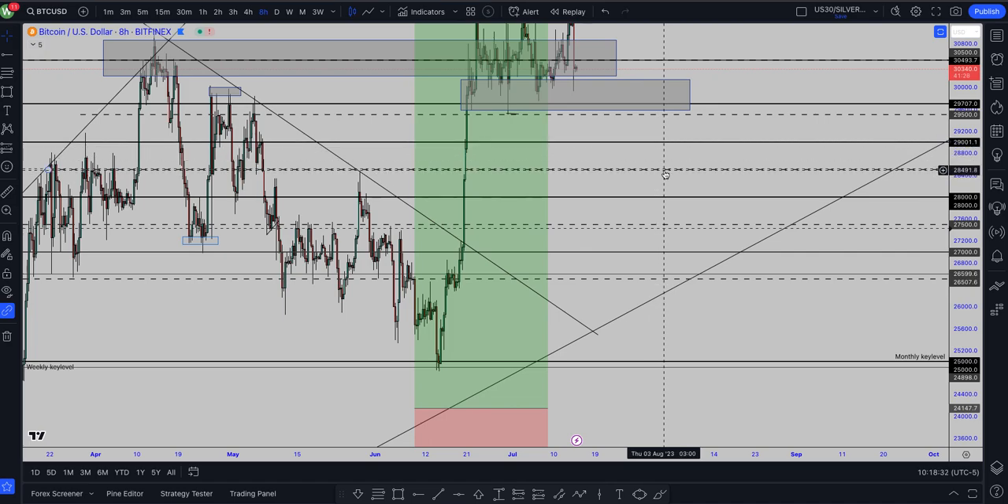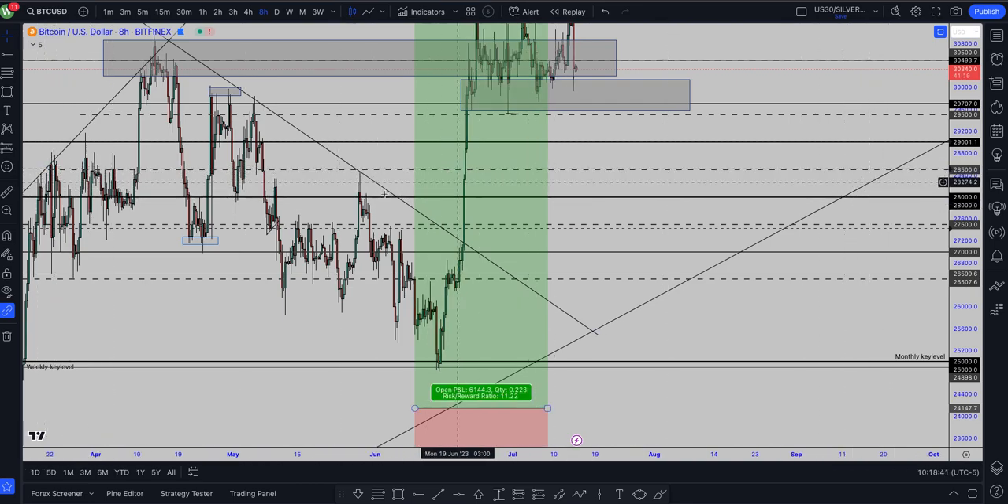And what do we have? The dashed line is the halves. So this is 28,500. You can see the market respects it here also. The market respects it here. The market respects it here. Then down here we have 28,000. You can see the market respects it here. The market respects it here.